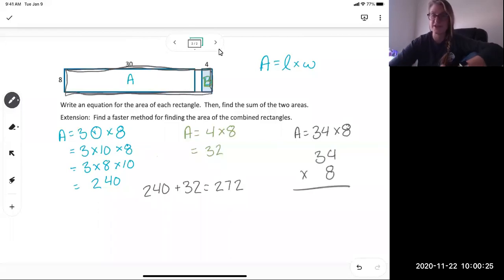So work through the standard algorithm with me. We're going to do 8 times 4 ones is 32 ones. And I'm going to carry my 3 right here. And then I'm going to do 8 times 3 tens is 24 tens. And then I'm going to add my 3 into the 24 and cross it out, because 24 plus 3 is 27. So here my answer is 272. And look how much faster I did that problem.